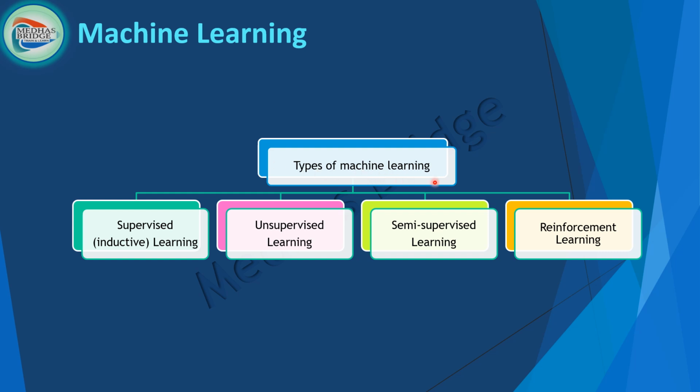Types of machine learning. We have four types: supervised learning, unsupervised learning, semi-supervised learning, reinforcement learning.